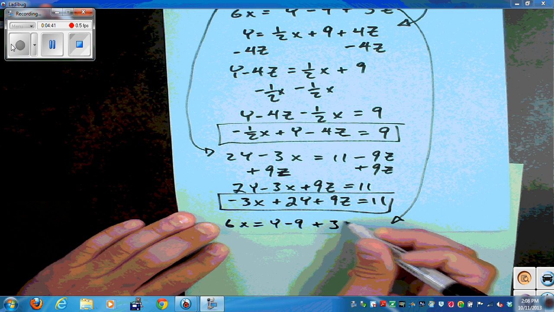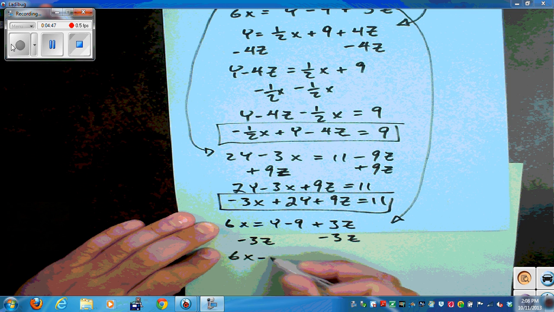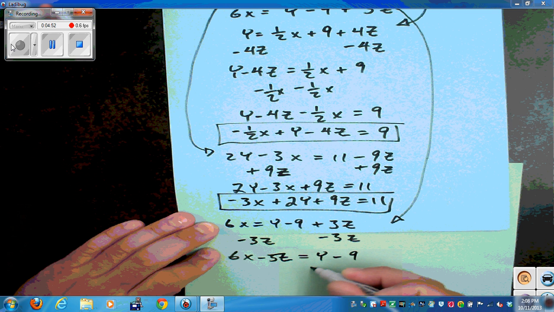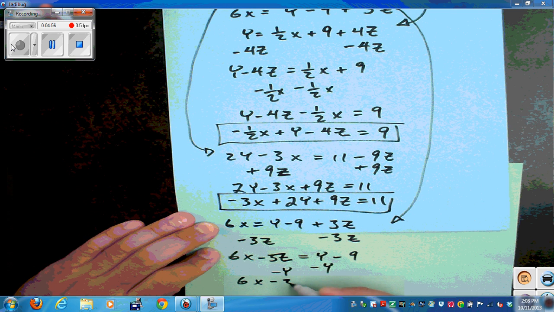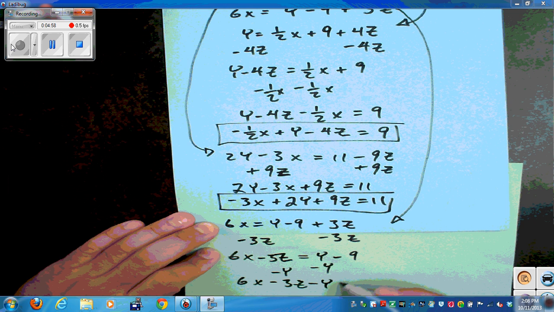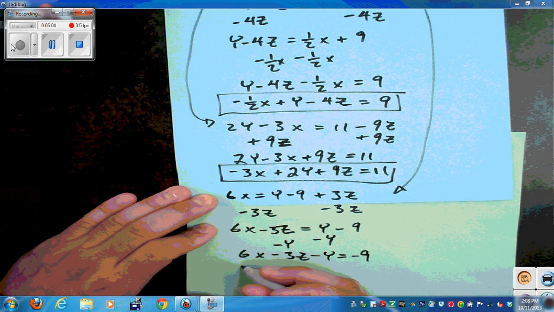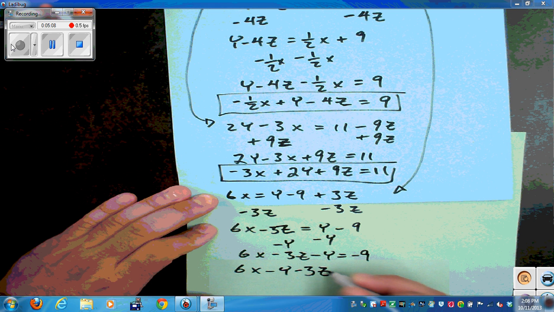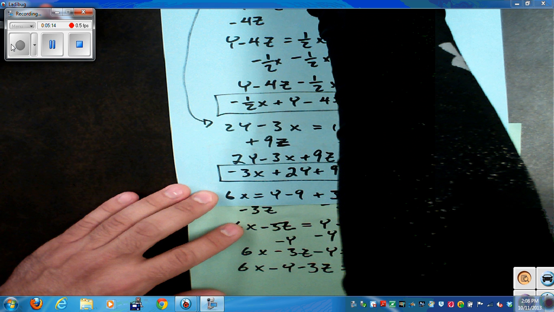I'm going to subtract 3z from each side. I'm going to subtract y from each side. Remember, I want it to be in the same format as the other two. So I'm going to switch it to be 6x minus y minus 3z equals -9. Now it's in the right format. So I'm going to go back and write my matrix equation.